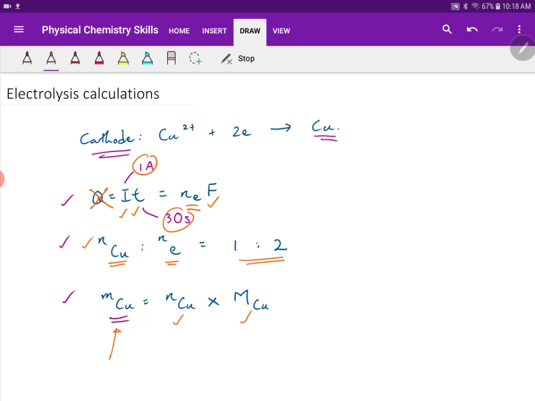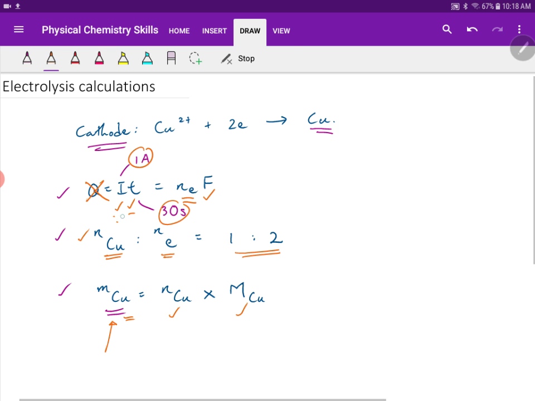So there are many variants to this. I can give you the time and the mass and ask you to tell me the current, or I give you the current and the mass and ask you to find the time. Either way, you will be given everything but one piece of information and you just have to solve it.